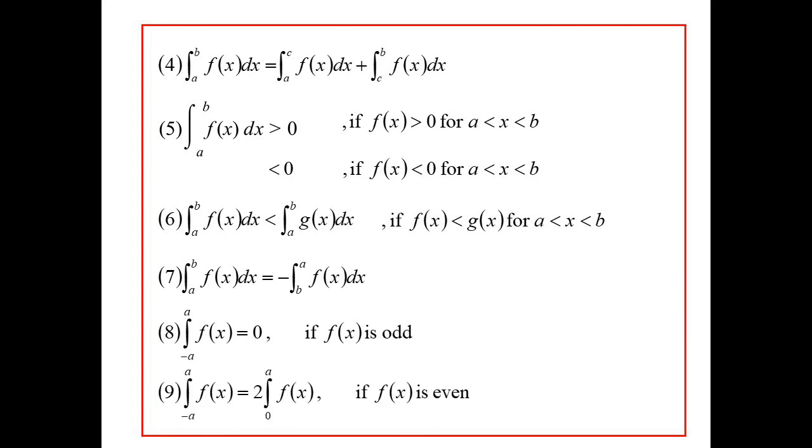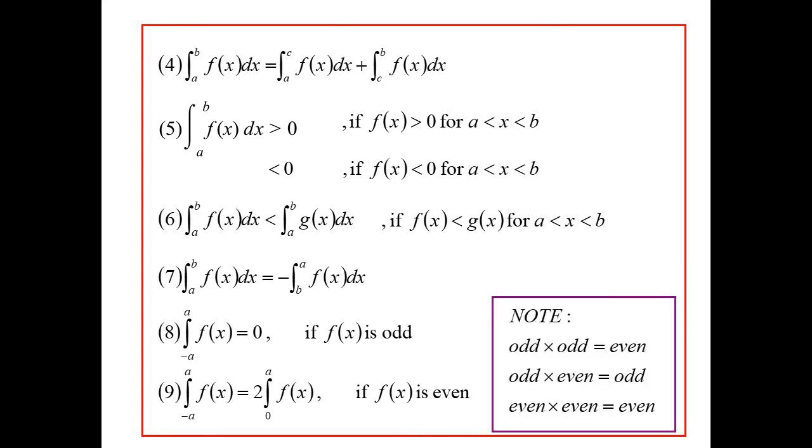If it's an even function, then you'll get twice from 0 to a, because now you have the line symmetry. So the area on the left would be the same as the area on the right. Now that's sometimes handy because 0 is usually an easy number to substitute in, so sometimes we'll do it that way.